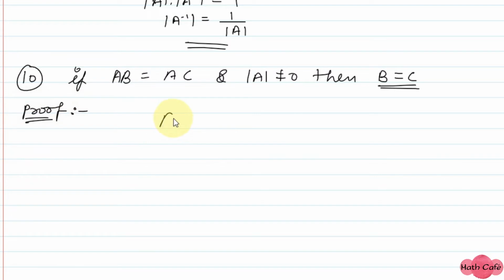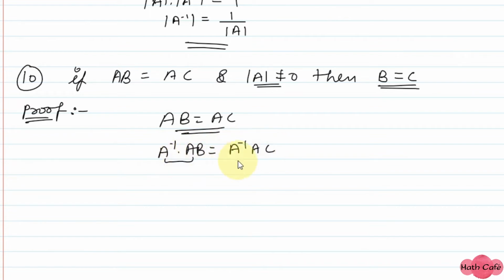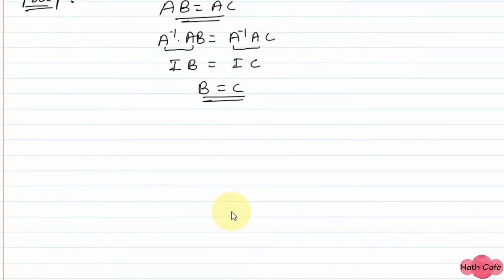If it is given to us that AB is equal to AC, and determinant value of A is not equal to 0, then I can obtain A inverse. So finally I am pre-multiplying A inverse on both sides. So A inverse multiplied by AB will be equal to A inverse multiplied by AC. So A inverse A will be identity and A inverse A will also be identity. So finally I multiplied by B is equal to I multiplied by C. So I can write it as B is equal to C. Hope you understand this. Let's see the next property.